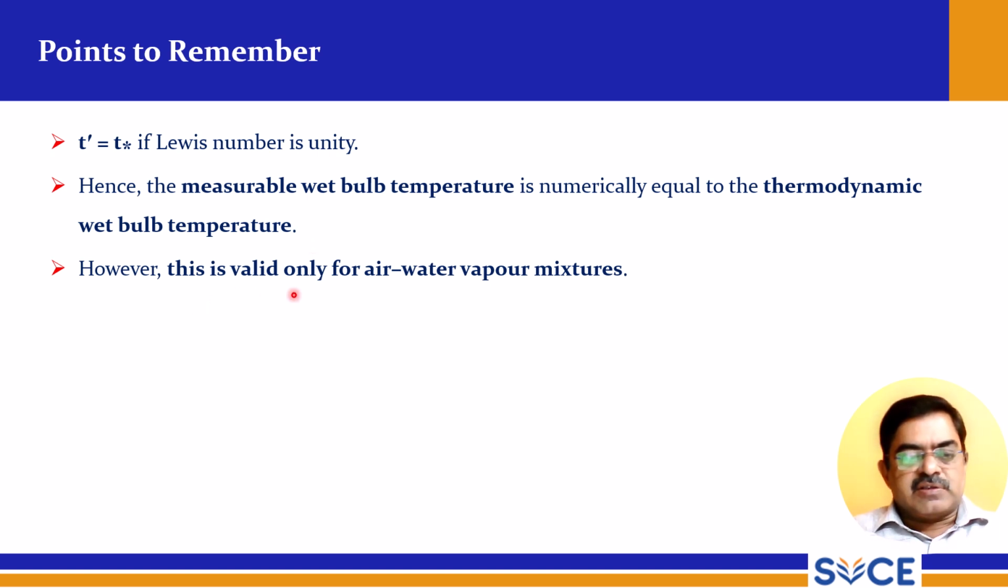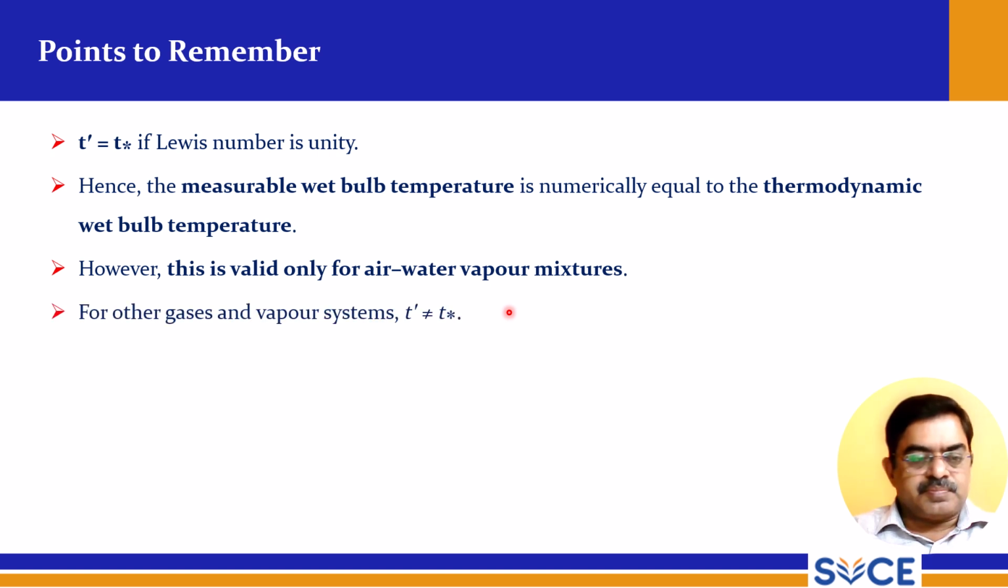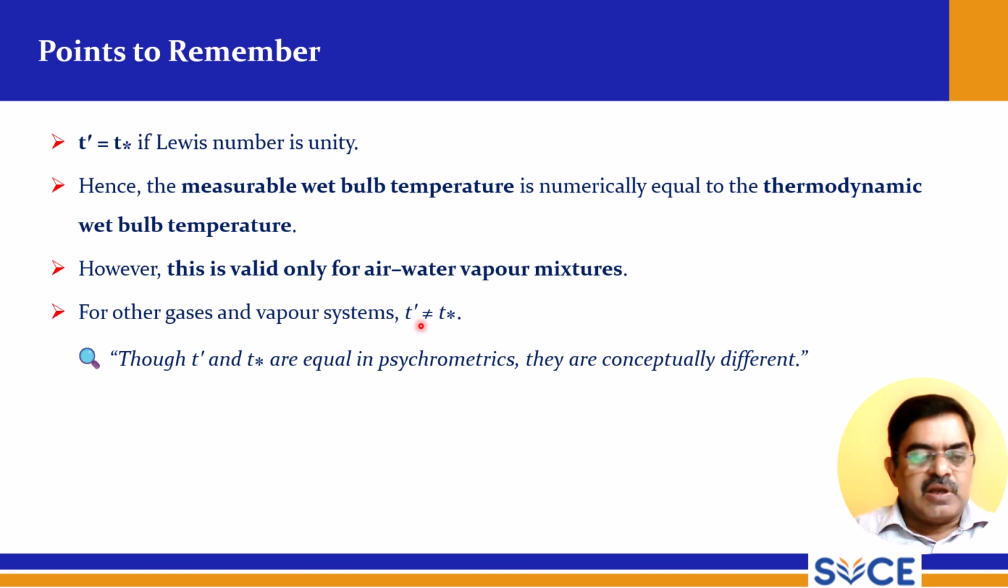However, this is valid only for air water vapor mixtures. For other gas vapor systems, T dash is not equal to T star. This is a very important point you should remember. Though T dash and T star are equal in psychrometrics, they are conceptually different.